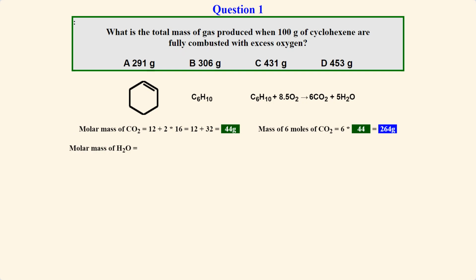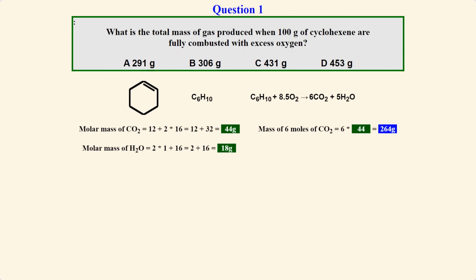Now we need to do the same for the water. So working out the molar mass, first of all we've got 2 times 1, 1 being the atomic mass of hydrogen, and we've got 2 hydrogen atoms there, and now add on 16, the atomic mass of oxygen. Adding those figures together, we get 18 grams.